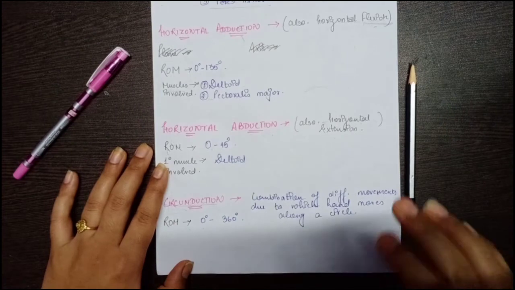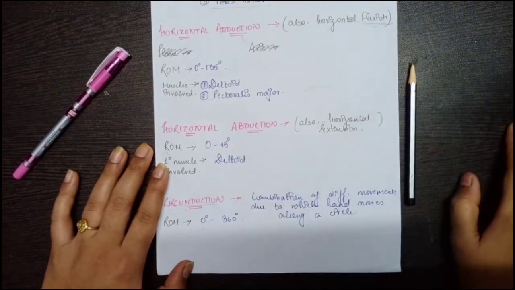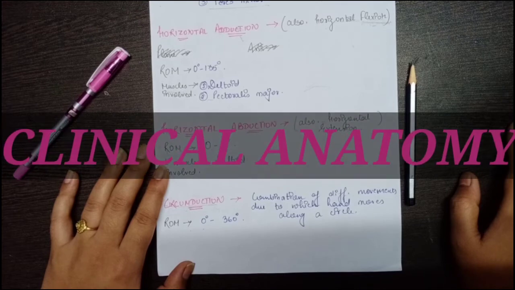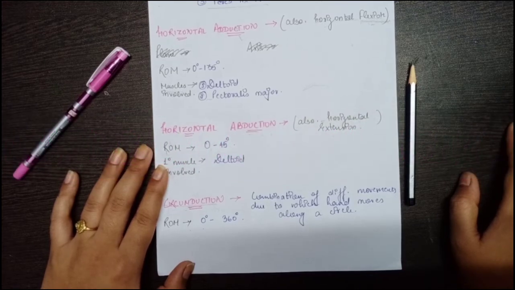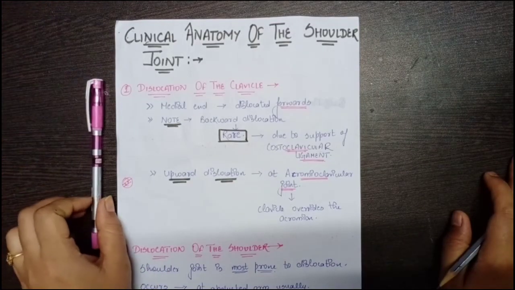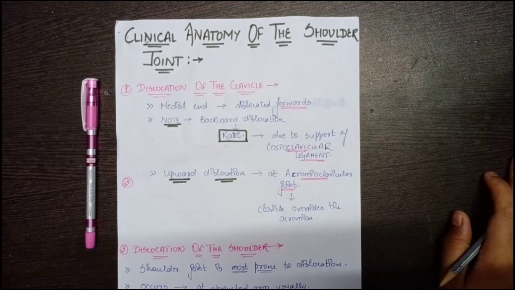Guys, we have gone through all the movements of the shoulder joint. We have also seen the diagrams. We have been thorough about the shoulder joint movements as well. And now we would be talking about the clinical anatomy that we have in our shoulder joint. We already know that whenever we talk about a joint, the first thing that we talk about in the clinical anatomy is the dislocation.